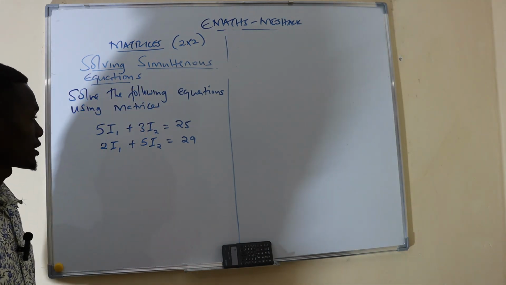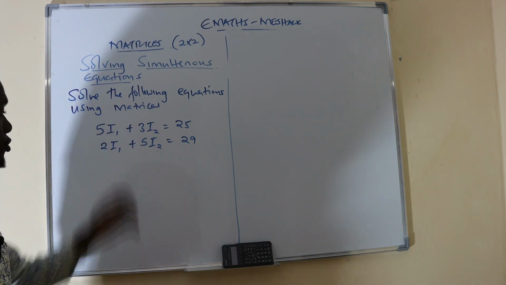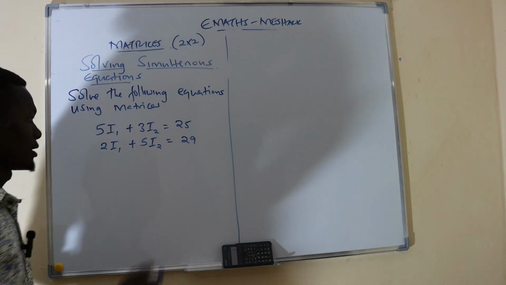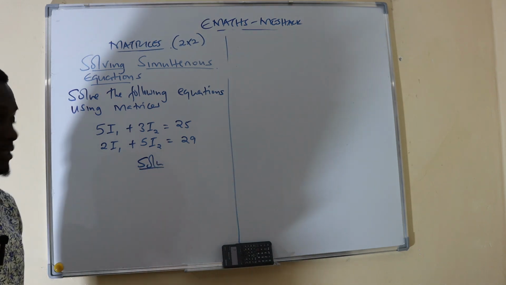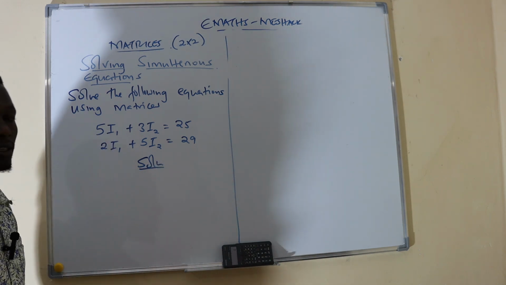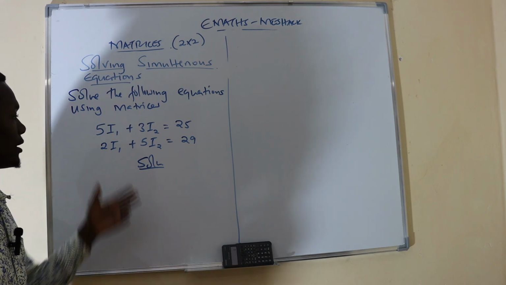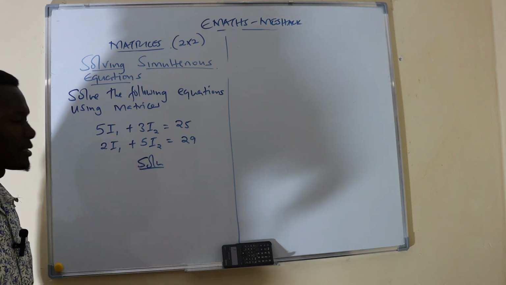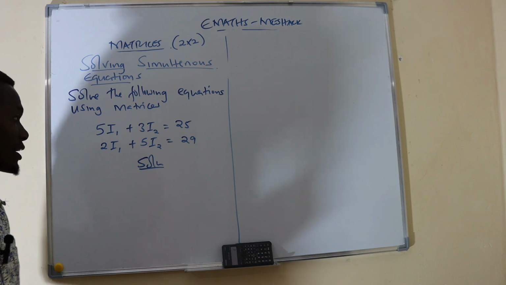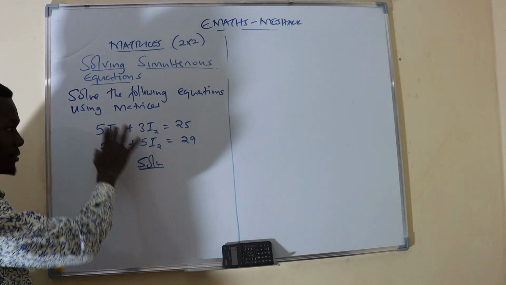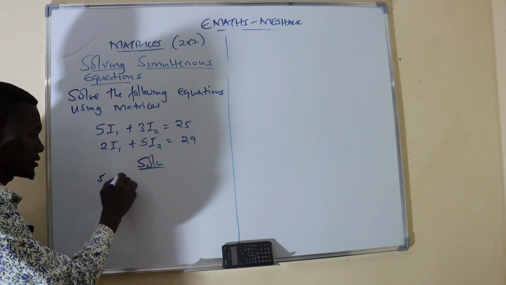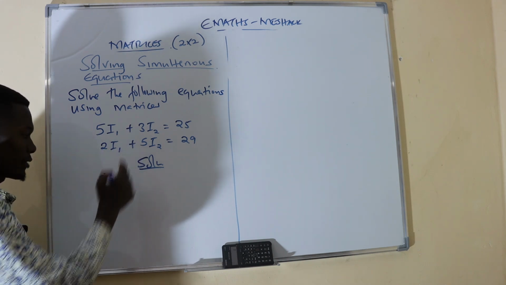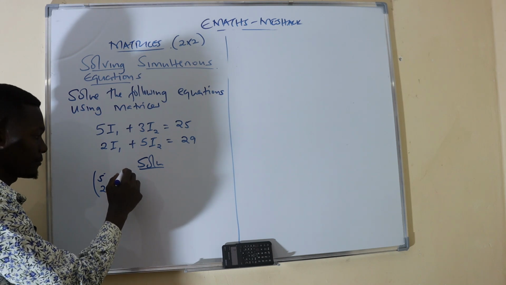So now we have our second example given by this. We're supposed to solve using the inverse method. You can see this one is given in terms of currents. This I is just to represent currents, but it is the same thing that we're doing with x and y. So again, extract your constants. Our constants here are 5, here is 3, here we have 2, here we have 5.